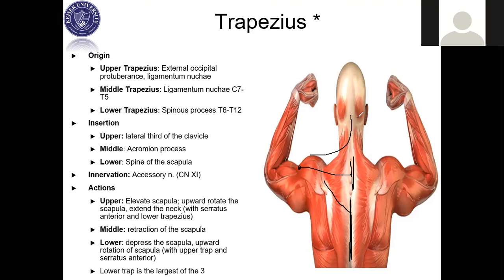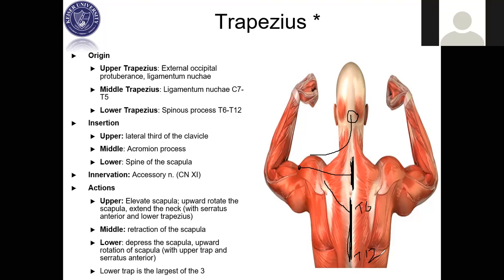The origins of each: upper trap is on the head, on the occiput. The middle trap goes from C7 to T5, from the bottom of the cervical to mid-thoracic, and the origin of the lower trap goes the rest of the way, all thoracic. All right, T6 to T12. No lumbar area here. Okay, no lumbar.